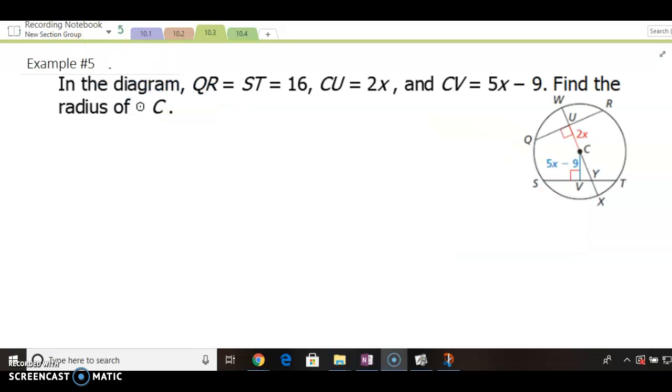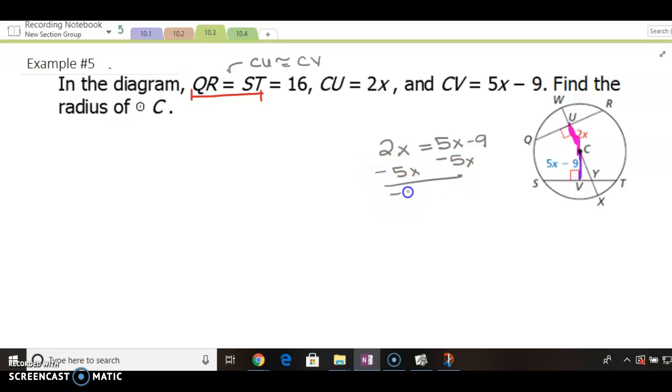All right, so let's look at this. It says QR equals ST. So just this right here tells us that CU has to be congruent to CV. Now CU is 2x and CV is 5x minus 9. If those two parts are congruent, I can set them equal to solve for x. So do a little algebra. Negative 3x equals negative 9. Divide both sides by negative 3 and I get x equals 3.